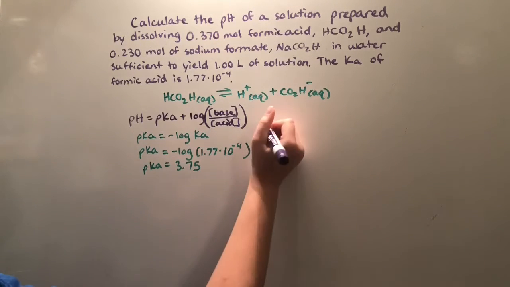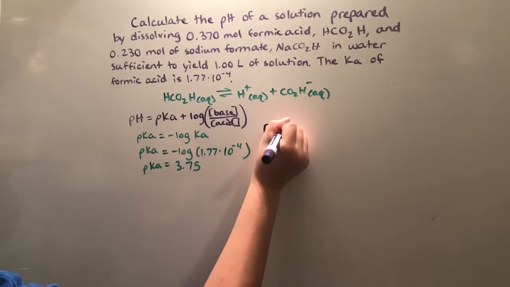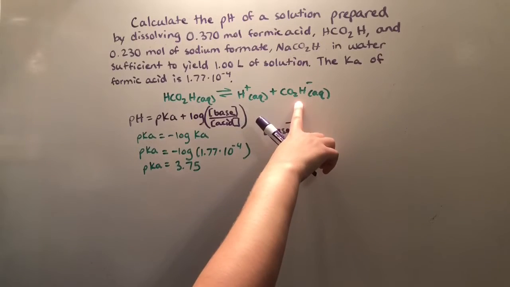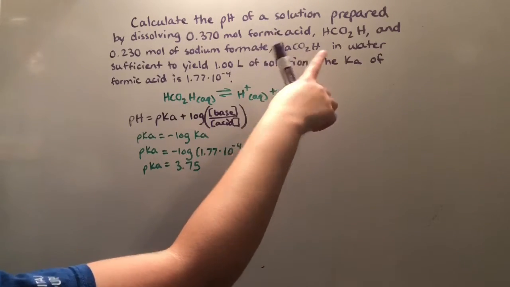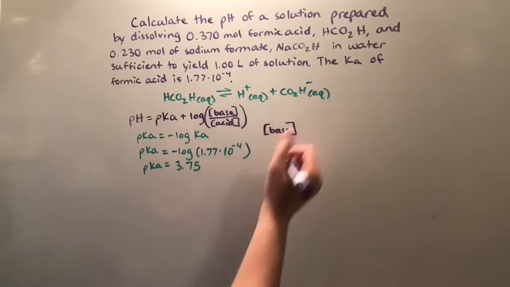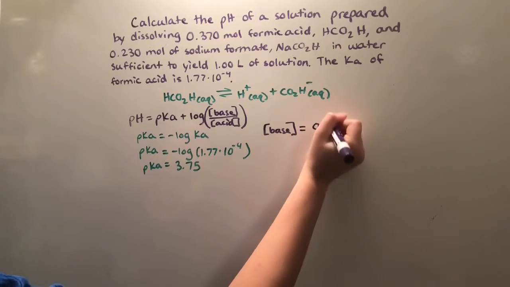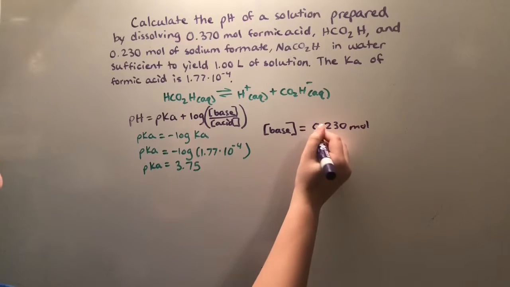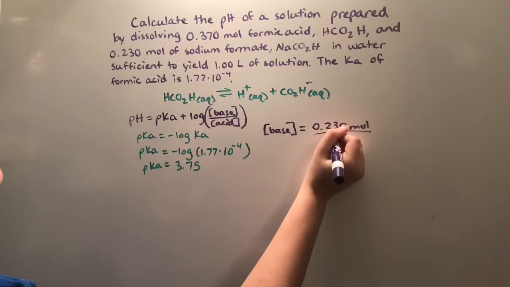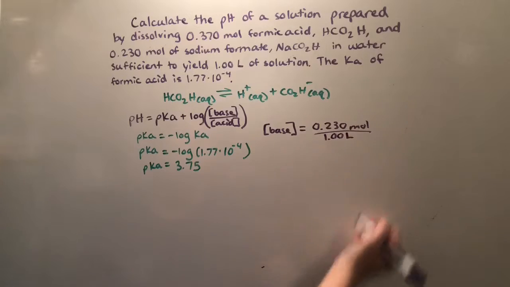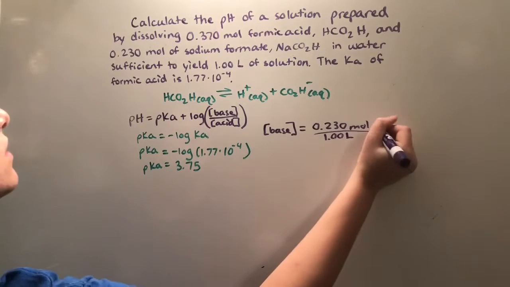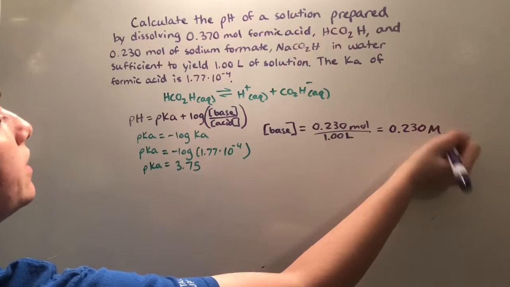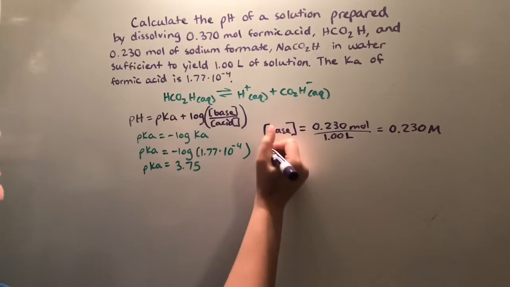So let's find the concentration of the base. We know that our base is CO2H minus, or NaCO2H, and we are told that we have 0.230 moles of it, and this total solution is 1 liter. So our concentration of the base is 0.230 molarity.